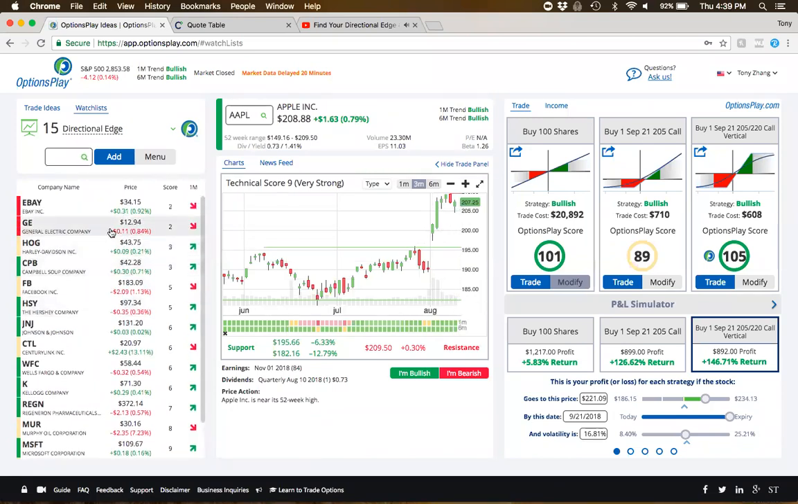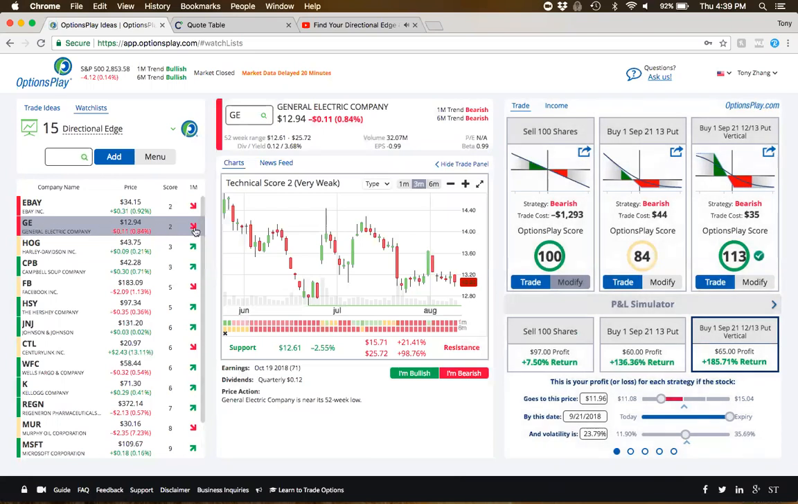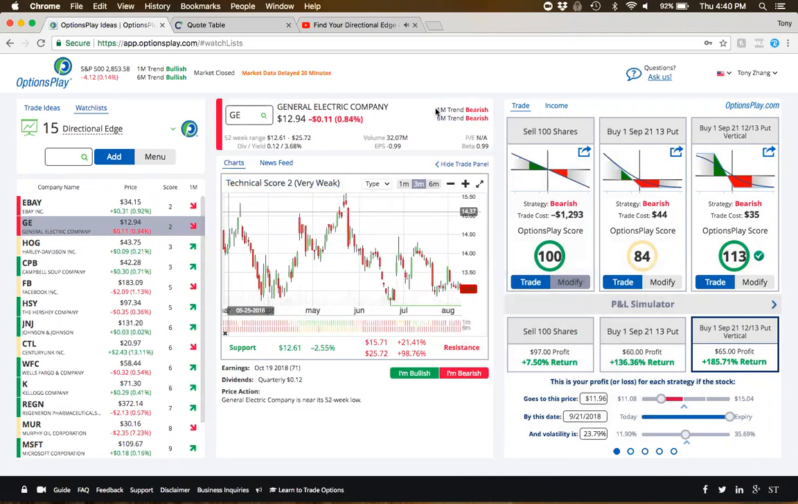Next, let's take a look at a strong bearish stock. Here I have GE. As you can see, without even clicking on it, I can see that it's got a score of 2, telling me this is a weak stock. And as you can see, it's red across the board. What that tells me is that it has 1 month and 6 month trends that are bearish. So this is what we consider a strong bearish stock, because it's a weak stock that's underperforming the market. If any of you follow GE, I don't think this is a surprise to anyone. Very weak stock that's underperformed the market, and the 1 month and 6 month trends are bearish.